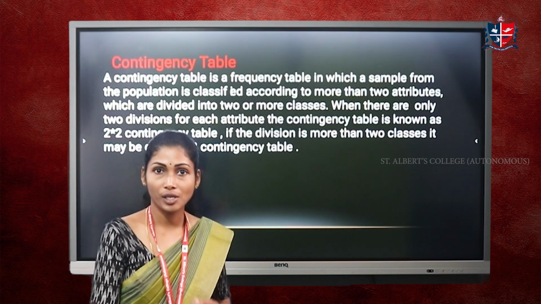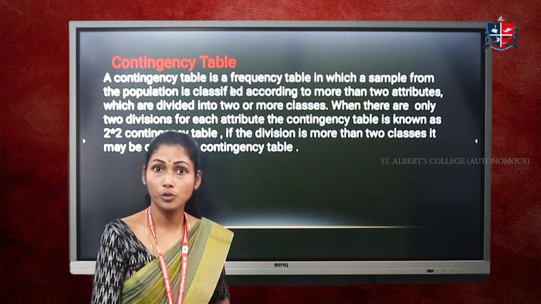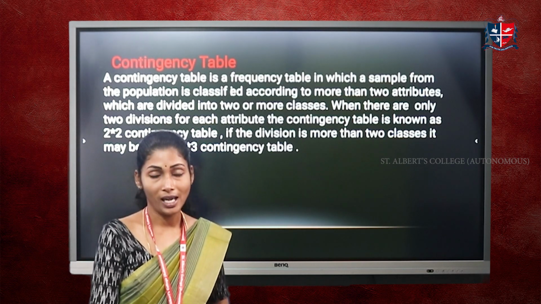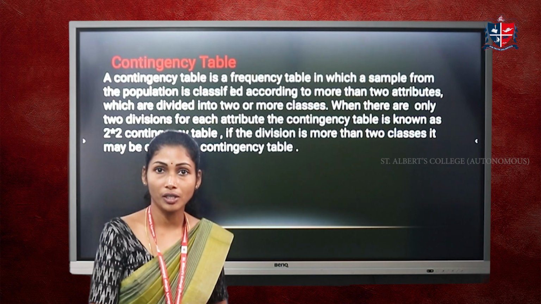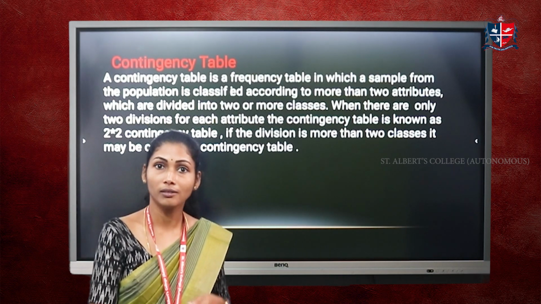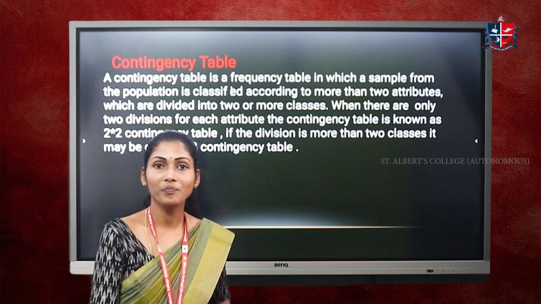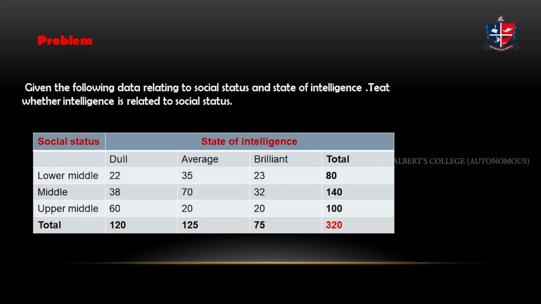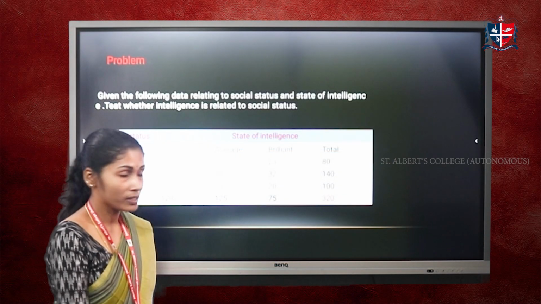If the attributes are classified into two classes, it is called a 2 by 2 contingency table. If the attributes are classified into three categories or three classes, it is called a 3 by 3 contingency table. Shall we discuss a problem regarding this topic? This problem is a 3 by 3 contingency table. I will explain the question.